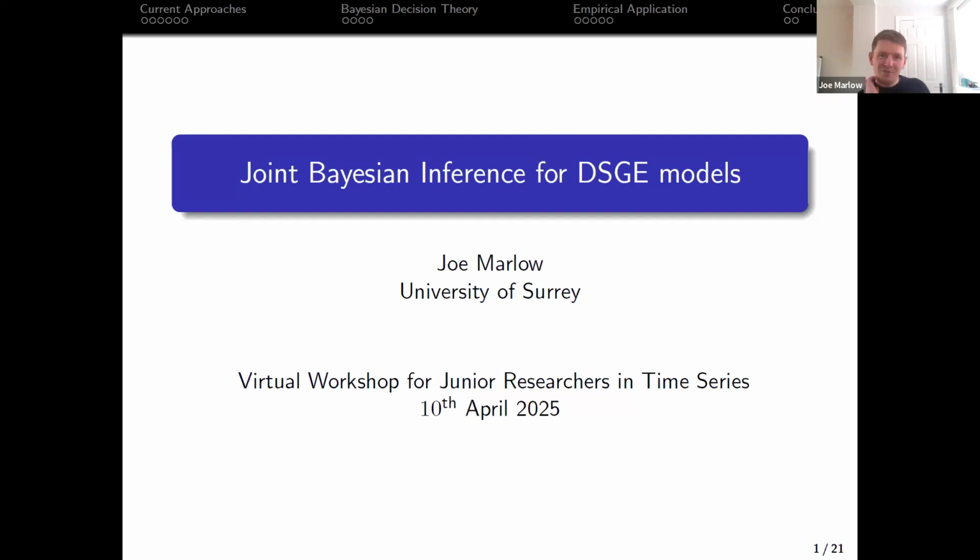So the title of this paper is Joint Bayesian Inference for DSGE Models. The reason for the focus on Bayesian methods is because that's now the dominant estimation method within the DSGE setting.